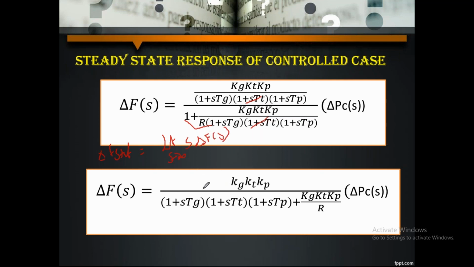Okay. So here there is one more assumption we have to consider. That is a step change in the input, that is in the speed changer. What will you get here? If there is a step change in the input, what will you get? Delta PC divided by s. Yes. Okay. Now, so this is a step change in the speed changer.